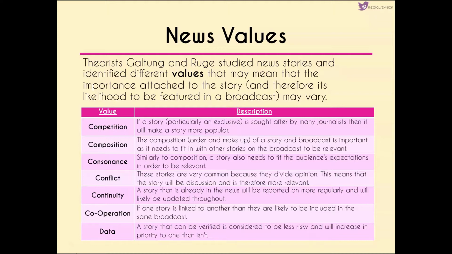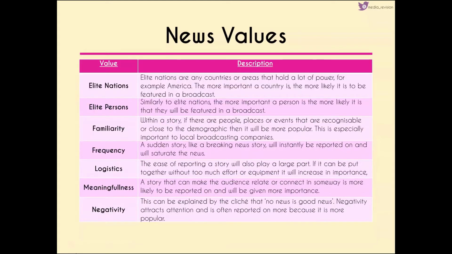Cooperation means that if one story is linked to another, then they'll both feature in the same broadcast. Whereas data is basically about verifying a story. If a story can be verified, it's less risky, so it's going to be given more priority to one that can't be verified. Elite nations and elite persons are again two terms that will be really useful to remember, even if you don't take away anything else from this theory, because they basically refer to any important country or important person. Anything or anyone that holds a lot of power is more likely to be featured in a broadcast.